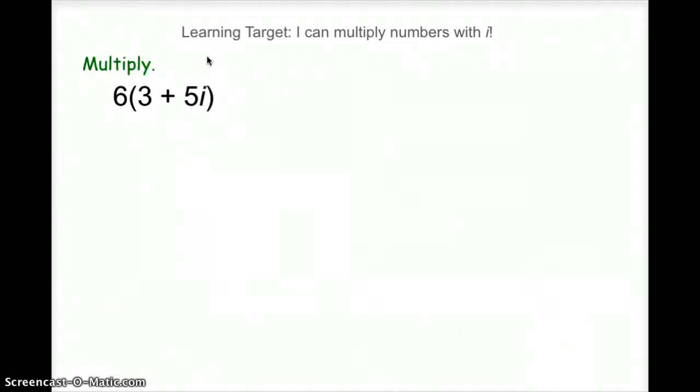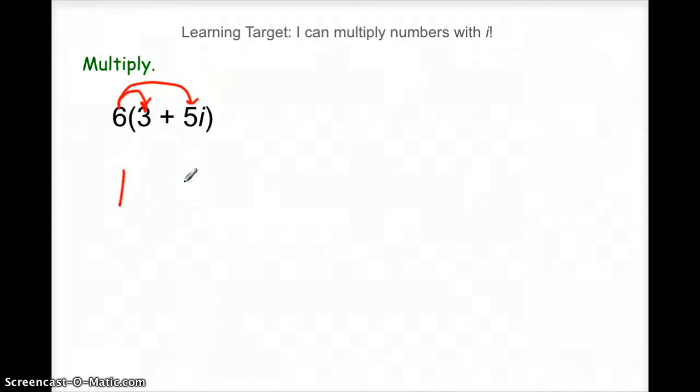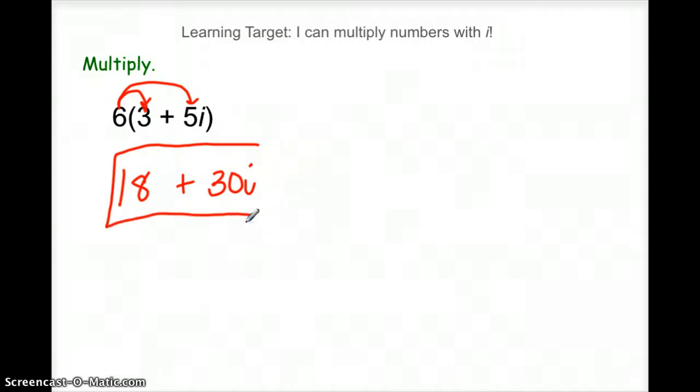So let's actually do some multiplication. I need to distribute the 6 to this complex number, 3 plus 5i. So I'm going to distribute it to both parts, the real part and the imaginary part. So we're going to just multiply like normal. 6 times 3 is 18 plus 6 times 5 would be 30 with the i attached. Okay, and that's it. That would be my product. Pretty simple example.